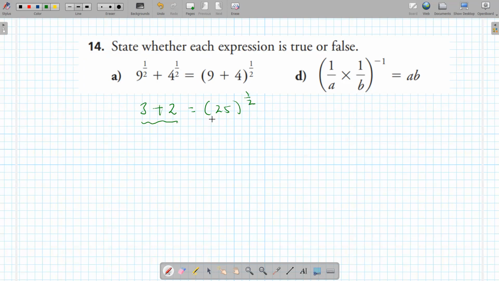5 is the square root of 25. That's what it should be. What is it here? It's 13. 9 plus 4 is 13 to the power of 1 over 2. And these two numbers are not the same. That means this statement is false. What about D? True or false?